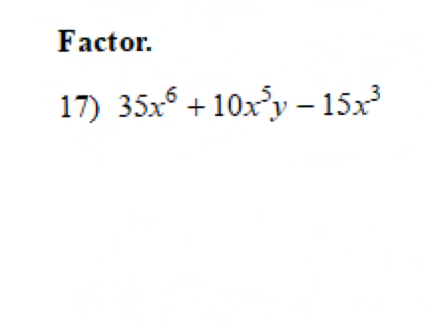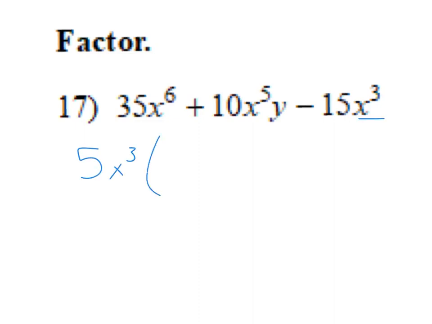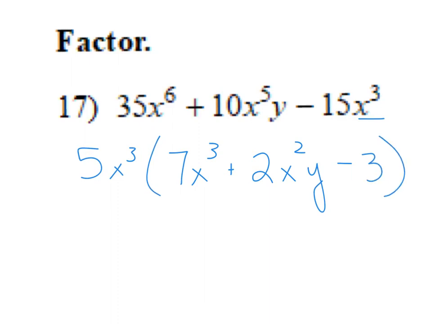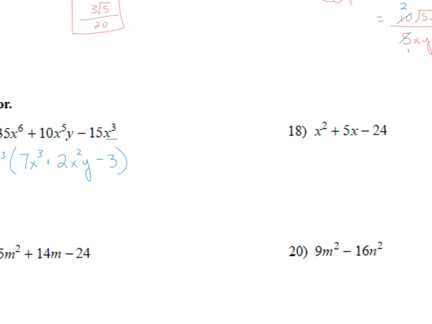Okay, factor. So on this one, this is kind of a hot mess. It's not a quadratic, so let's go ahead and just pull a GCF out. So I'm going to pull out a 5, and then I'm going to pull out 3 x's. Again, you're always pulling your smallest one out there. So 35 divided by 5 is 7 with 3 x's left over. 10 divided by 5 is 2. It has 2 x's and a y left. 15 divided by 5 is 3, and all 3 x's came out there. And that's my final answer on that one.